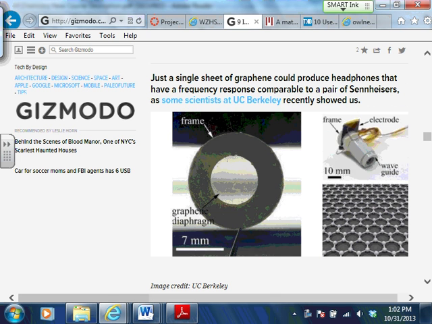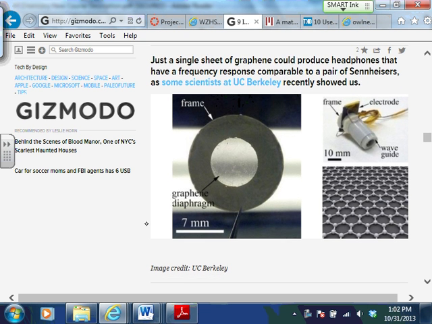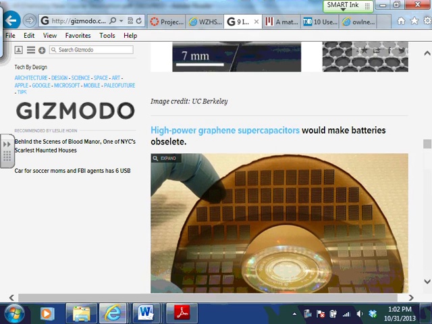A single sheet of graphene can produce headphones that have a high frequency response comparable to a pair of Sennheisers, which I don't know if you're an audio nerd, maybe you know something about that. I'm not familiar with that brand, but evidently it's pretty good.